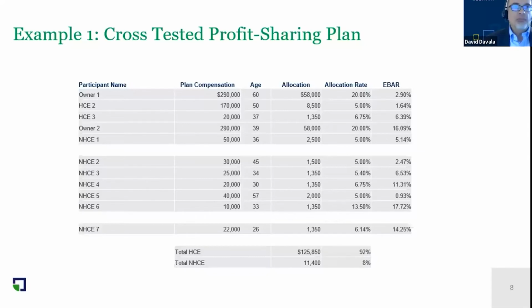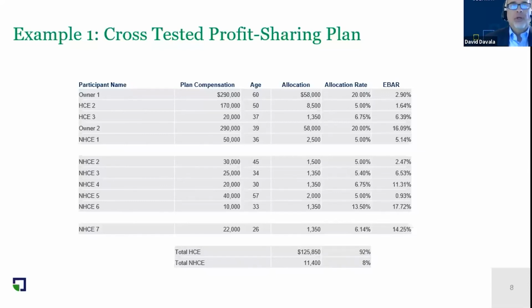This is an example of a profit-sharing plan. It is being cross-tested on a benefits basis. Each participant's allocation is projected to retirement age. In this case, I'm using age 65. It is converted to an annuity by dividing by an annuity factor and then divided by compensation to get the allocation rate.